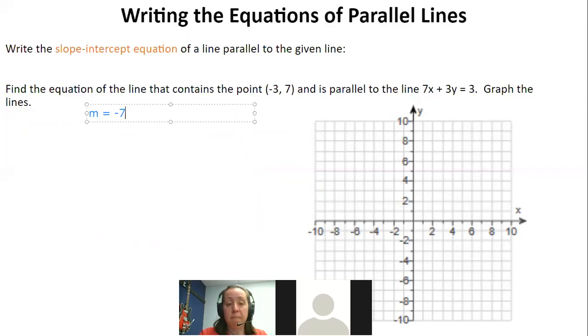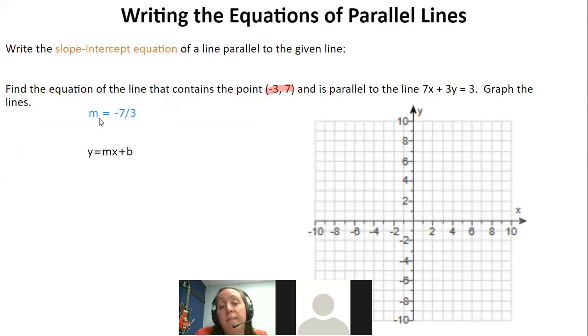Here is where it might get confusing. You guys ready? I'm just kidding, but seriously. Now what we're going to do is use the equation y equals mx plus b, and we're going to come up with that y-intercept. Because they want it to go through this point, (-3, 7), we have to use that.